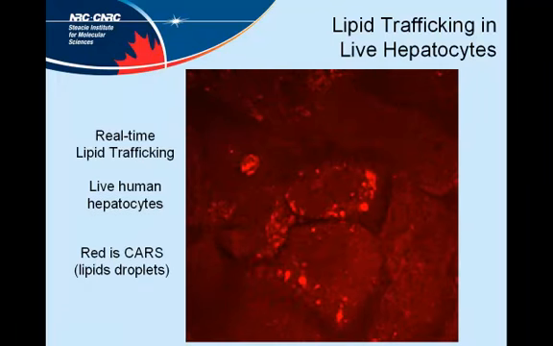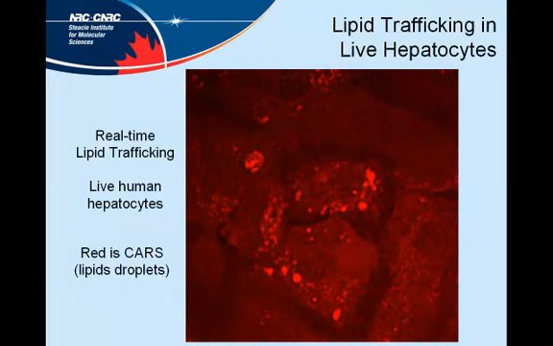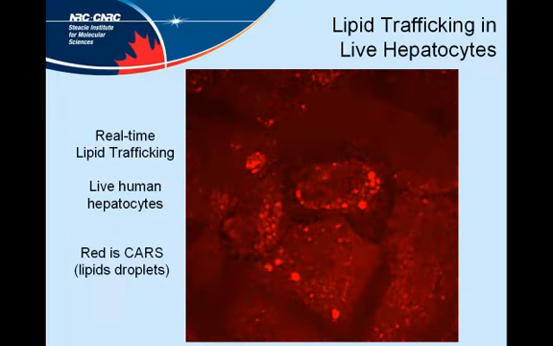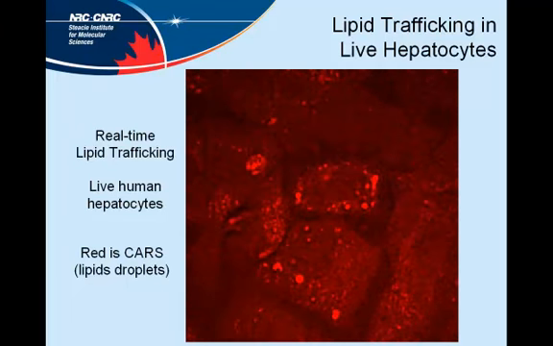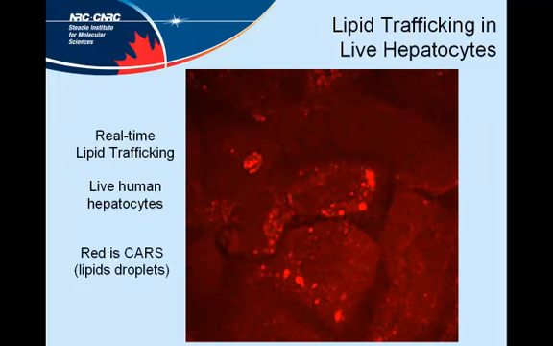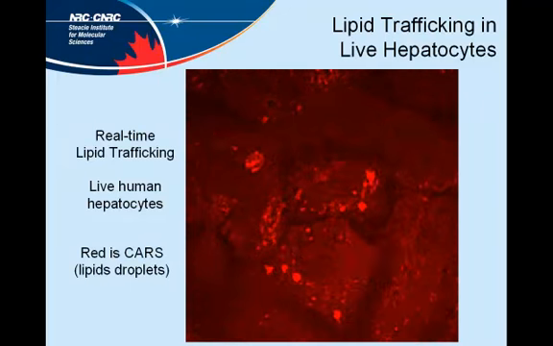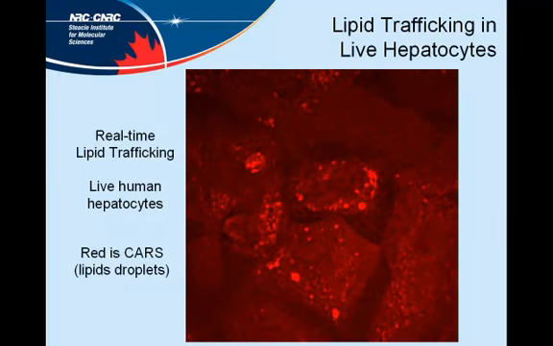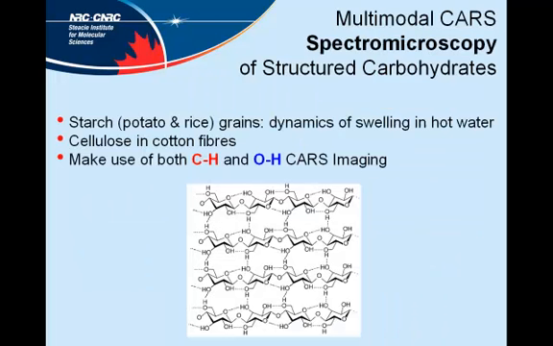And here's another example. This is just purely CARS now, and these are live human hepatocytes. So we do experiments where we keep these things alive for 48 hours. We transfect them with a hepatitis C virus replicon, and we look at how the viral RNA sort of progresses and develops inside the cell. We actually have some interesting ideas about how this works and why hepatitis is actually a disease of the liver. So anyway, you can have fun watching these cells move lipids around.